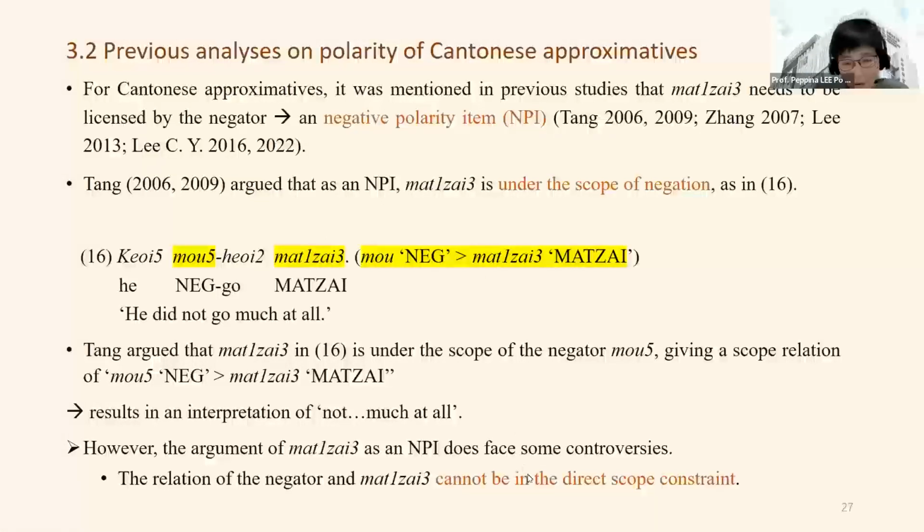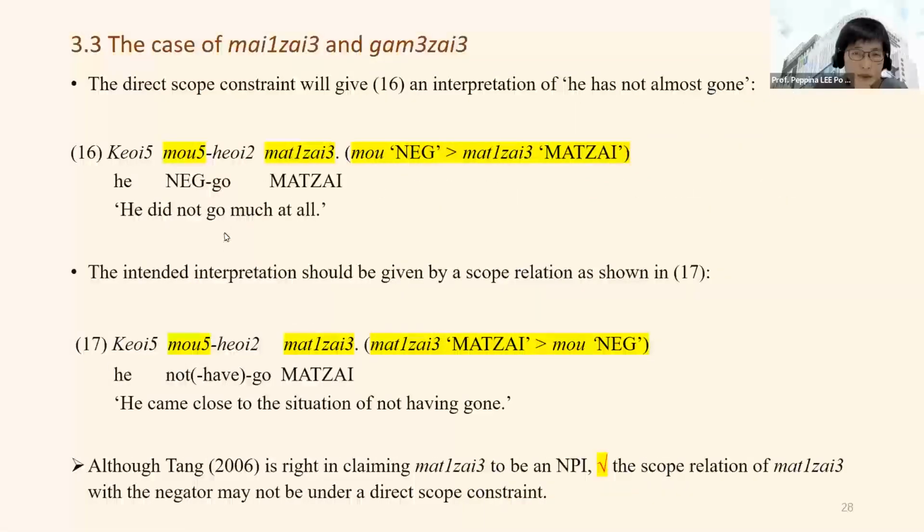However, according to us, we consider that the relationship between the negator mo and matzai cannot be a direct scope negation as indicated over here. Why? If we consider the same sentence here, and go with our analysis so far, if the negator indeed scopes over matzai, it should mean he did not go much at all, which is suggested by Tang 206. However, we consider that the reading of 17 should be he came close to the situation of not having gone.